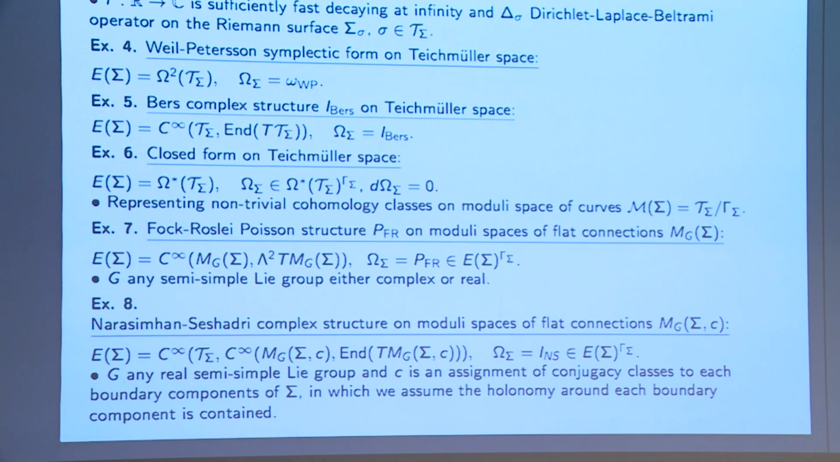Then, of course, I can consider a different moduli space. I can consider the moduli space of G-flat connections on the surface, where G is, say, some semi-simple Lie group. It could be either complex or real. And I could then take the Atiyah-Bott-Goldman Poisson structure on the space. So that would be a section of the second wedge product of the tangent bundle of this moduli space.